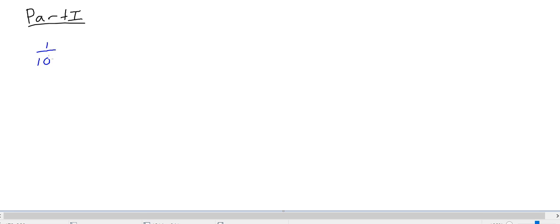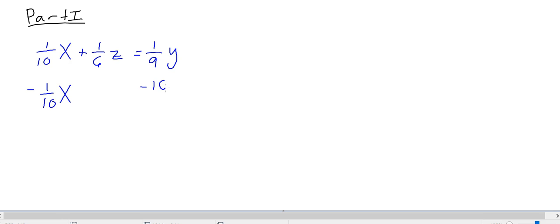1 over 10x plus 1 over 6z is equal to 1 over 9y. A lot of fractions in this one. And let's solve this one for z. So the first thing we're going to do is remove anything that's not attached to the z. The z is only attached to its coefficient, which is 1 over 6. So let's remove the 1 over 10x. We're going to just move the whole term to the other side.